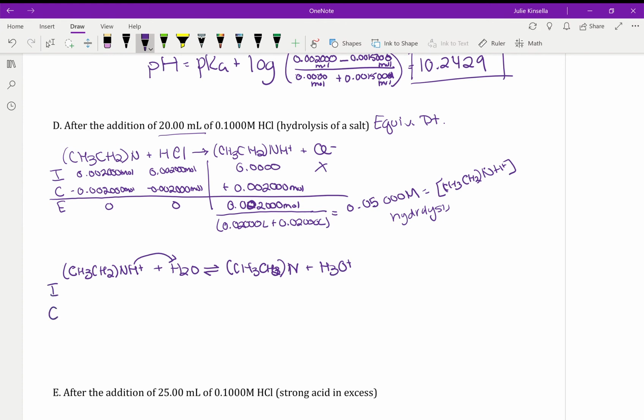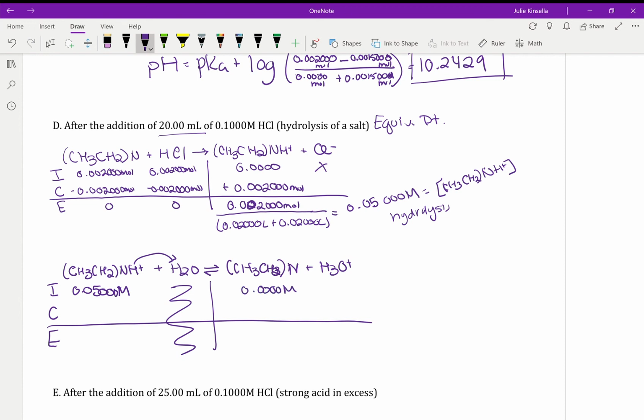So then going through our next ICE table to set this up, we had 0.0500 molar, 0 there, and then we're going to say 0 for our weak base and hydronium. And then proceeding forward like we've been doing, minus X, plus X, and plus X here. So we're going to do this to figure out our concentration of hydronium. Now, we're working with this as a weak acid.